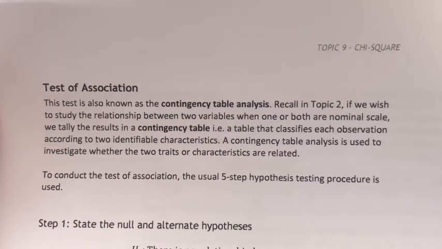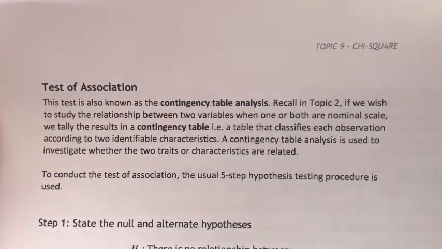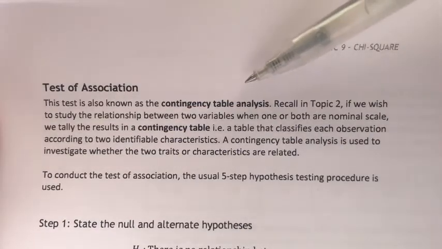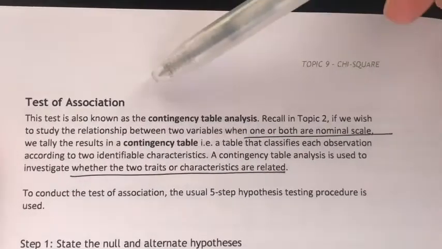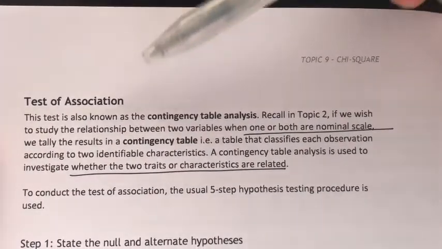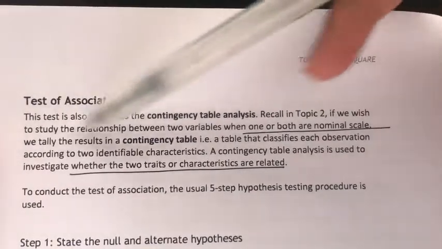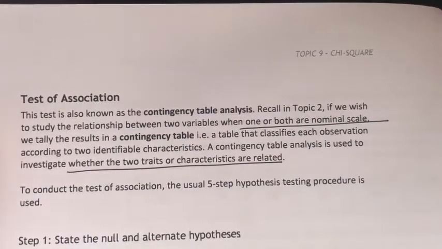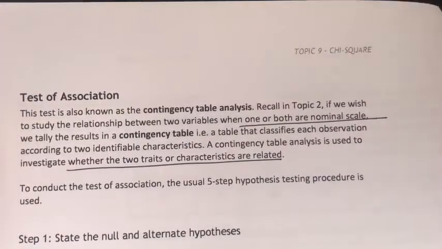In this video, we will learn another non-parametric method called the test of association. Now this test is also known as the test of independence and the contingency table analysis. So when do we use this test of association? Well, if you want to study or investigate the relationship or link or association between two variables when one or both of those variables are nominal or ordinal in nature, then this is the test to use.